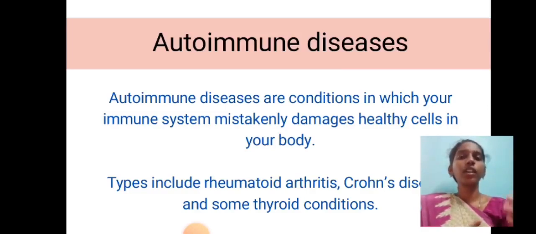Okay. So if a person has an autoimmune disease, the immune system cannot tell the difference between antigens and healthy cells, and it produces proteins called autoantibodies. These autoantibodies destroy the healthy cells and cause diseases. Types of autoimmune diseases include rheumatoid arthritis, Crohn's disease, and some thyroid conditions.